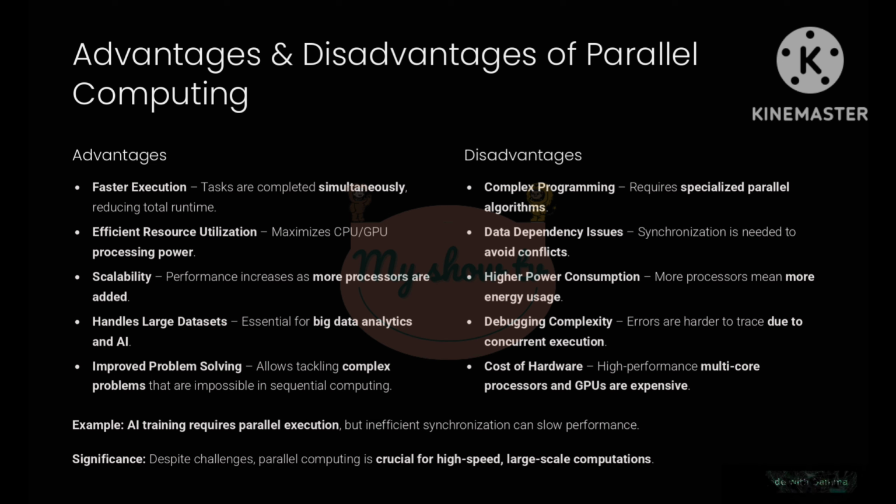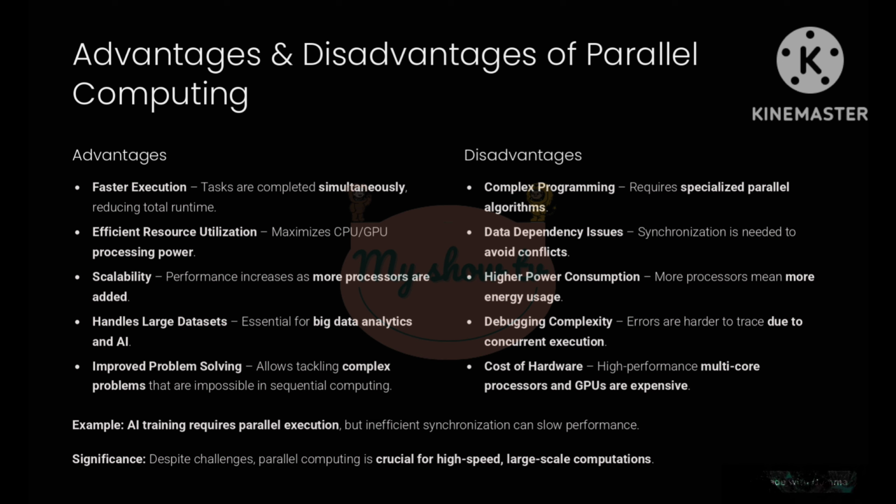3. Scalability. We can add more processors to handle larger problems. 4. Handling large data. For example, AI and big data need huge computational power, and parallel computing makes that possible. 5. Solving complex problems. Some problems cannot be solved sequentially within a reasonable time, so parallel computing is the only solution.